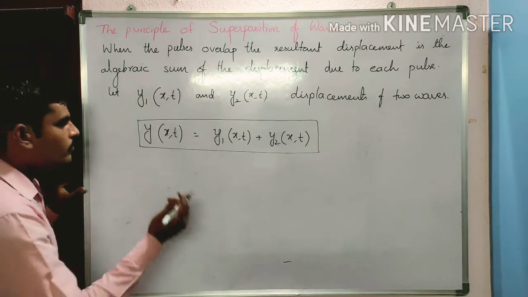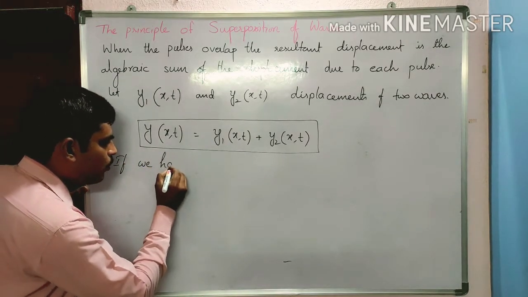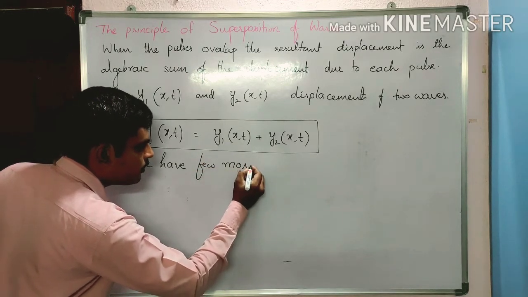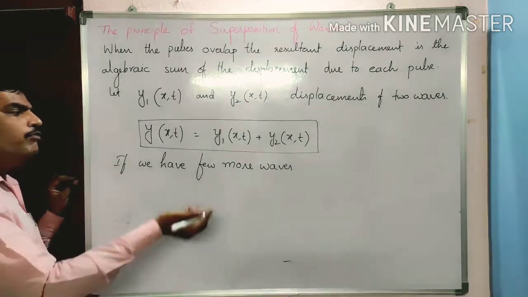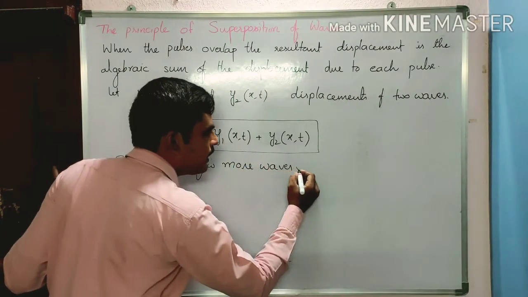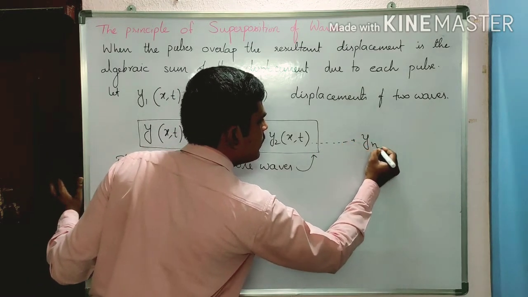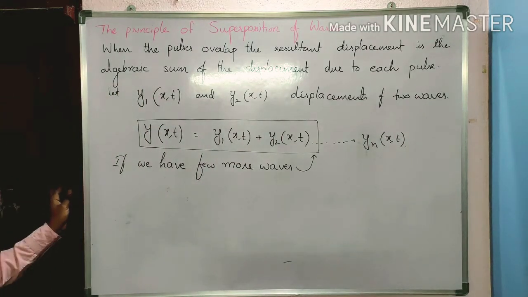If we have few more waves, there are not two waves, there are many waves, then we can write this as up to yn(x, t). Okay, now let us write the wave equation for this.